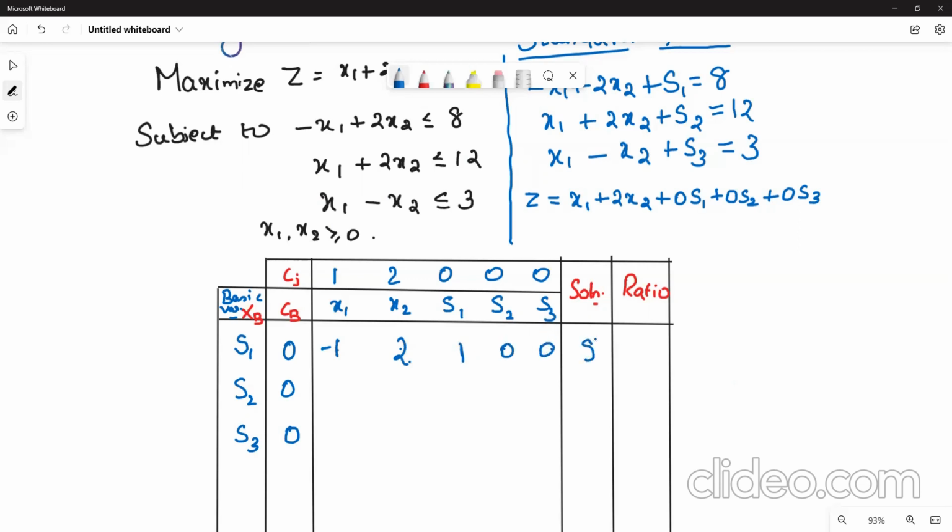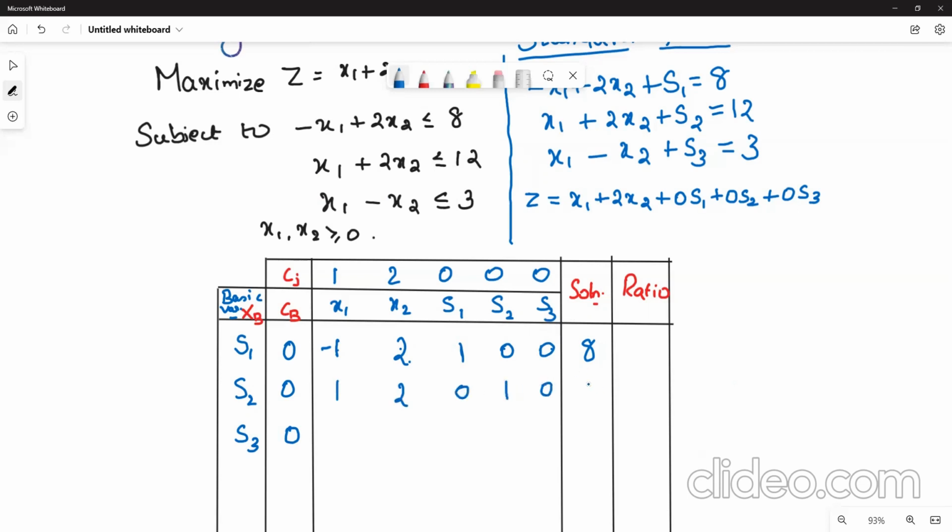It is equal to 8. The second equation is x1 + 2x2 + s2 = 12. The coefficient of x1 is 1. The coefficient of x2 is 2. There is no s1, so 0. The coefficient of s2 is 1.